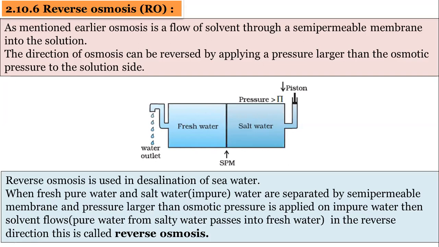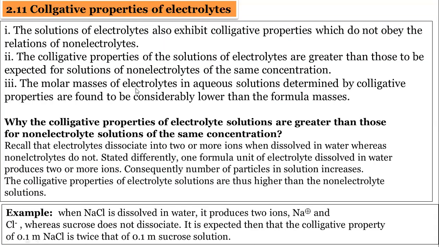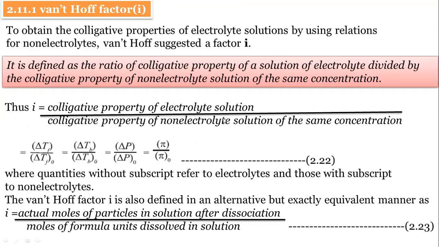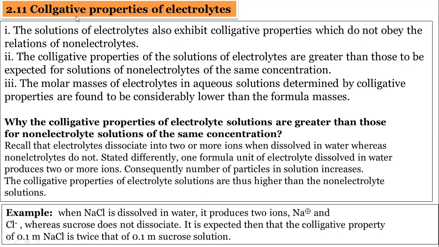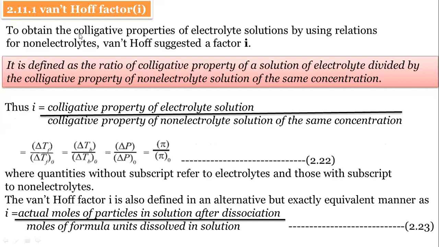So this chapter is completed here because this part is non-evaluative. This was deleted for 2020 due to the COVID-19 situation. But I have given the notes for the students who are preparing for the JEE exam, NEET exam, and different competitive exams. This one top factor is important for the JEE exam, remember. This is related with i, but no question will be asked for the board examination on this 2.11, the colligative properties of electrolytes. So this 2.11 part is non-evaluative. All this part is non-evaluative.